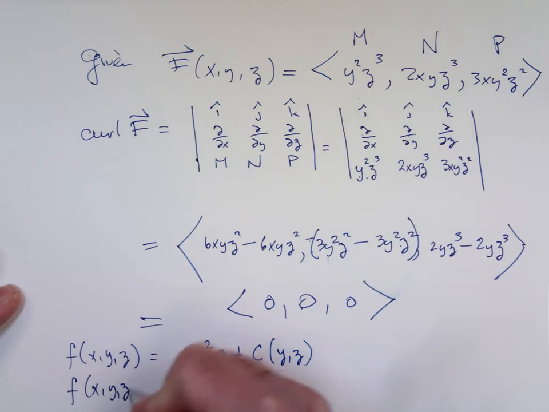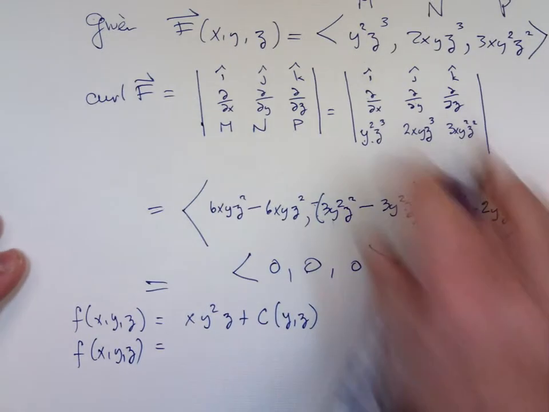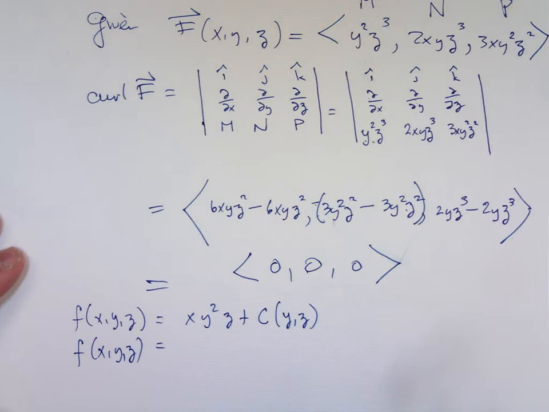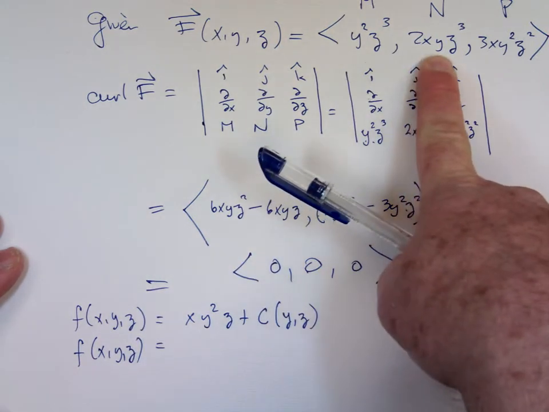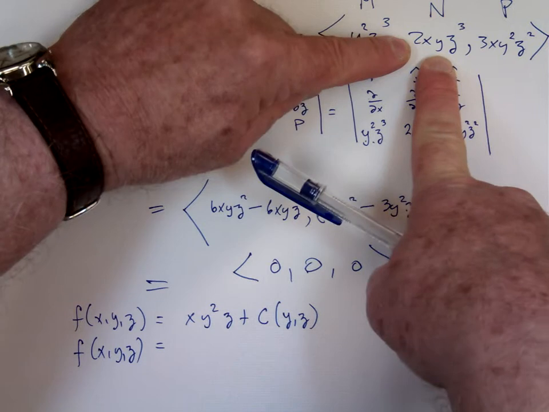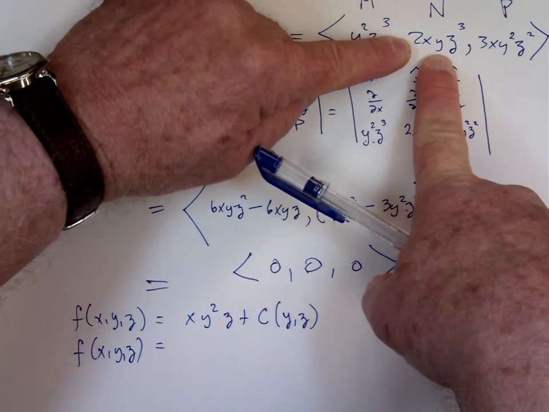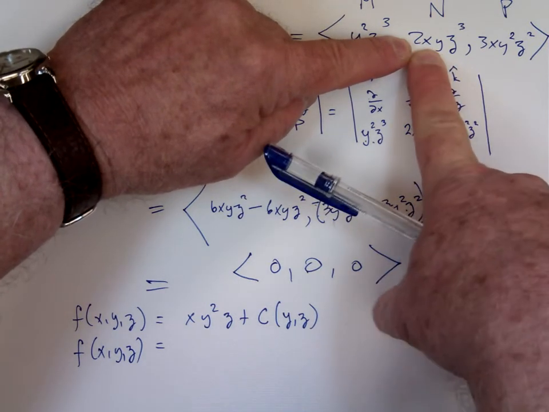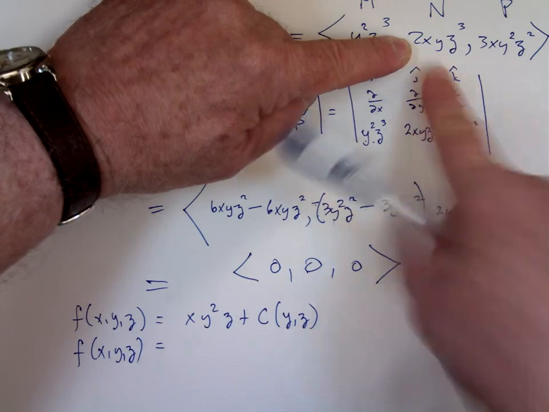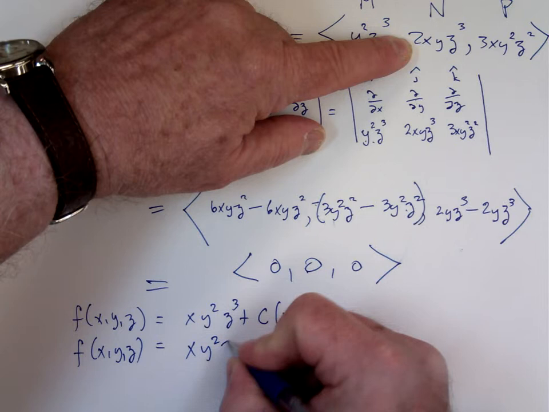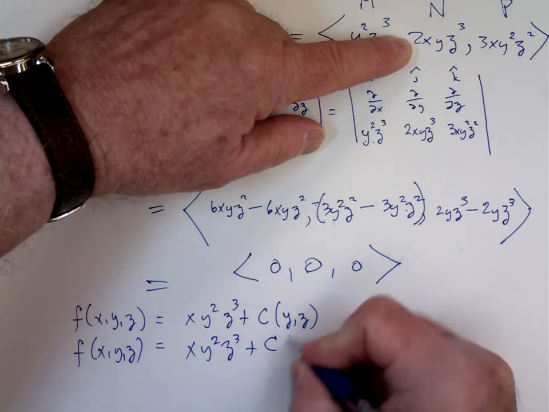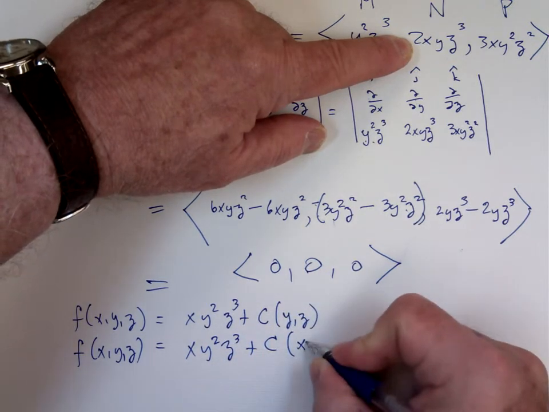Well, if our vector field is going to be the gradient of some function of 3 variables, then the partial with respect to y must be 2xyz cubed. So our potential must be the integral of this 2xyz cubed with respect to y. What's the integral of this with respect to y? Oh, z cubed. I forgot the z cubed. Plus possibly a constant that's in terms of x's and z's.